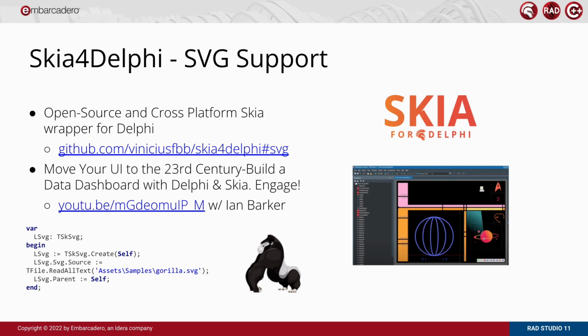Fantastic library. If you're not familiar with Skia, Skia is a cross-platform library that was developed by Google, and it's used for Chrome, Google Chrome, and actually in Firefox as well. It's really becoming a very popular two-dimensional GUI library. So Skia for Delphi is a wrapper bringing Skia to Delphi. And one of the things it includes is great SVG support.